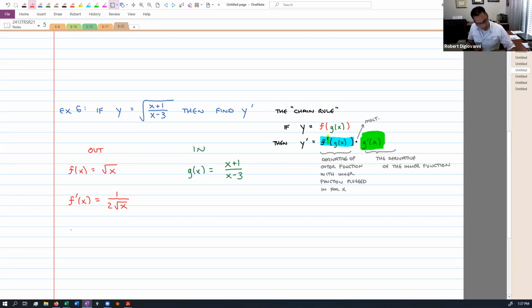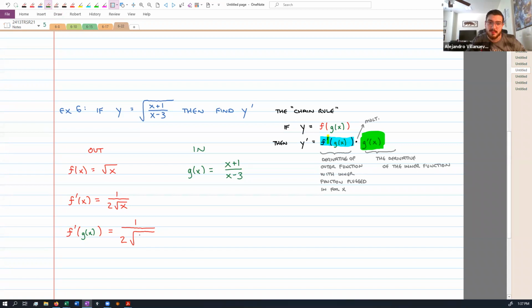Okay, Alejandro, we are supposed to take that answer, but instead of plugging x into it, we've got to plug g into it, right? What's that going to look like? That's going to be weird, isn't it? It'll be 1/2 root, but Alejandro, what goes under that root? The x plus 1 over x minus 3. Yeah, the whole thing, right? X plus 1 over x minus 3 goes under the root. That is the derivative with g plugged into it. It ain't pretty, but that's what it is.